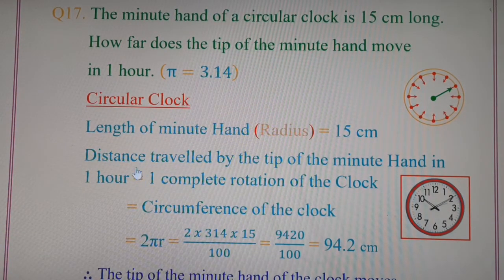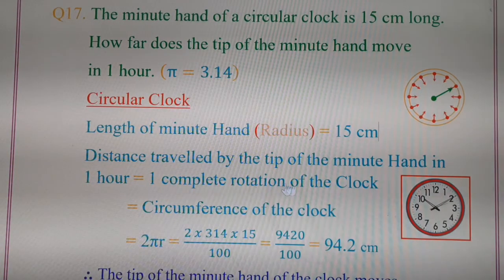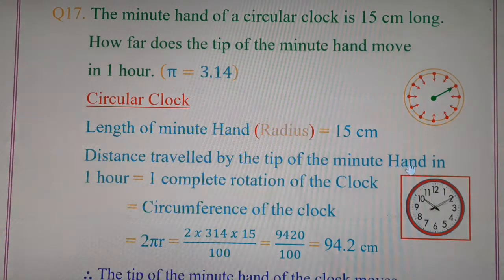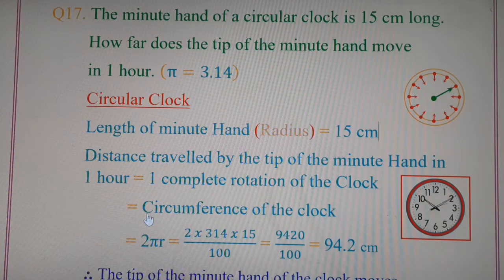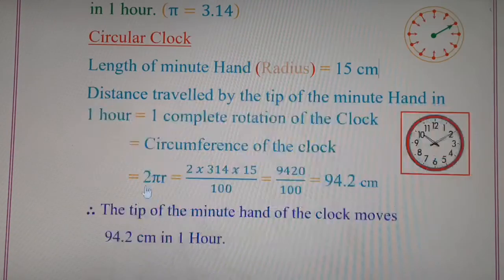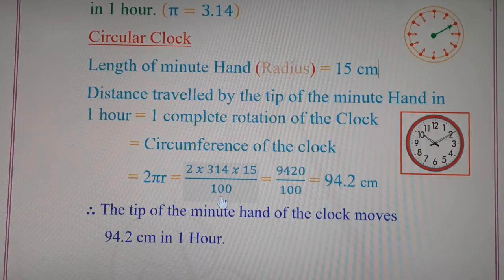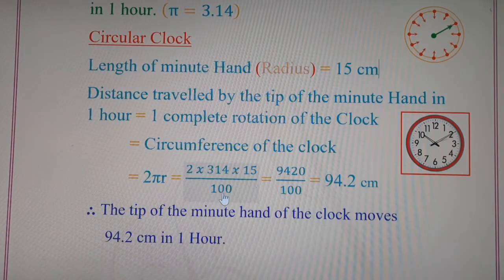So the distance traveled by the tip of the minute hand in 1 hour is equal to one complete rotation of the clock, which is equal to the circumference of the clock. And the circumference of the clock is calculated by using the formula 2 pi r. So 2 multiplied by 314 upon 100, the value of pi we have to use as 3.14. Instead of 3.14, we will write pi as 314 upon 100 because we are removing the decimal point in 3.14.